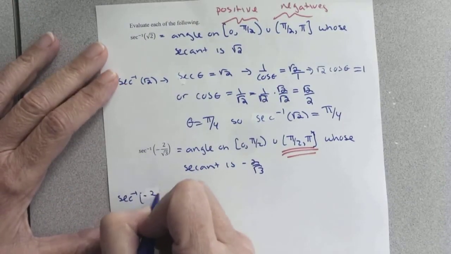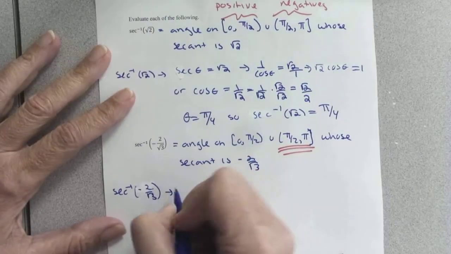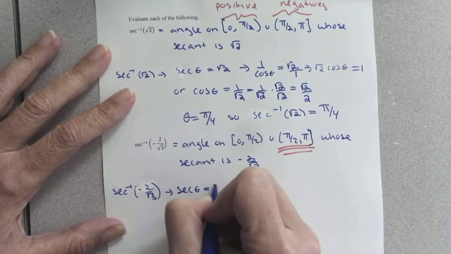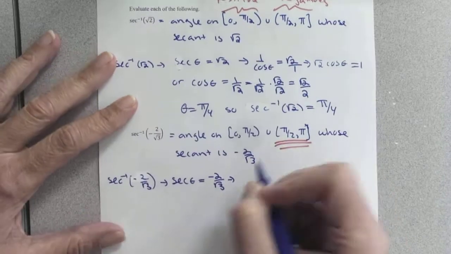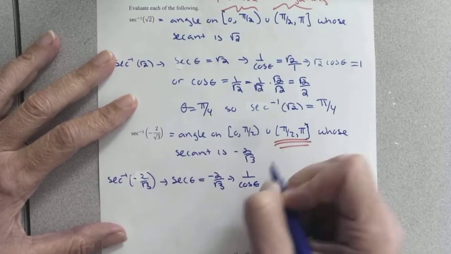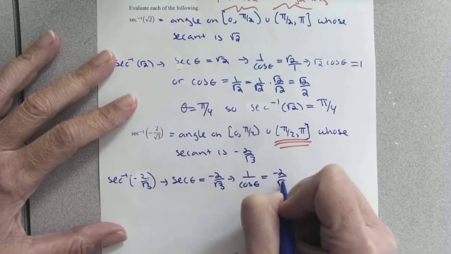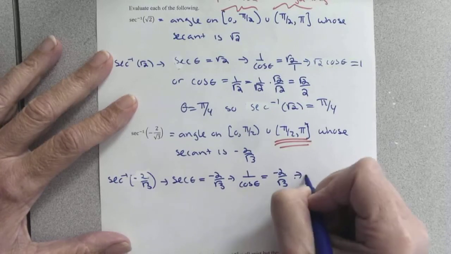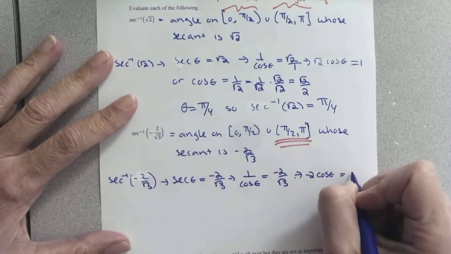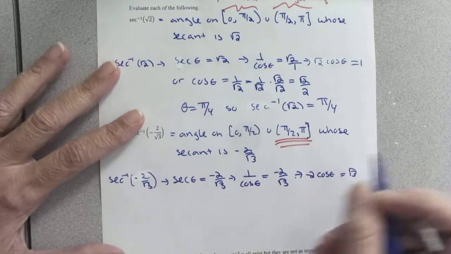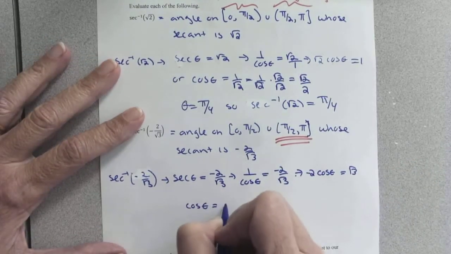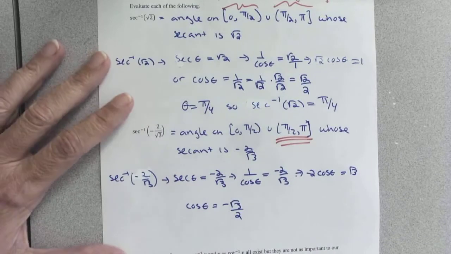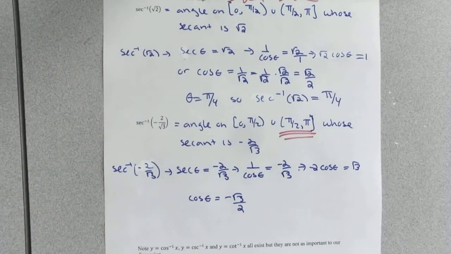So really doing the same thing, secant inverse of negative 2 over the square root of 3 is going to mean that secant of some angle is negative 2 over the square root of 3, which will mean that 1 over cosine of some angle is negative 2 over square root of 3. Cross multiply, and I'm going to get negative 2 cosine of theta equals square root of 3, or cosine of theta equals negative square root of 3 over 2. And I come up with something that should look very familiar, that we should have those values memorized.